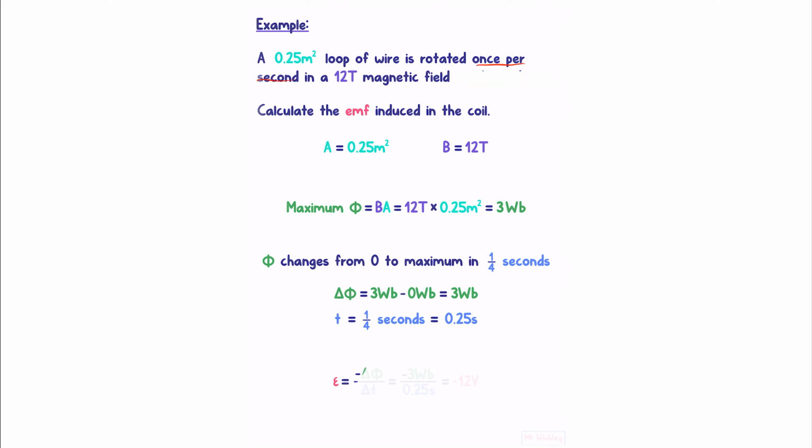So our EMF is negative our change in magnetic flux over time, putting in those numbers, gives us negative 12 volts. Once again, the reason that this is negative is because we have a positive change in flux, which means we must have a negative change in EMF.